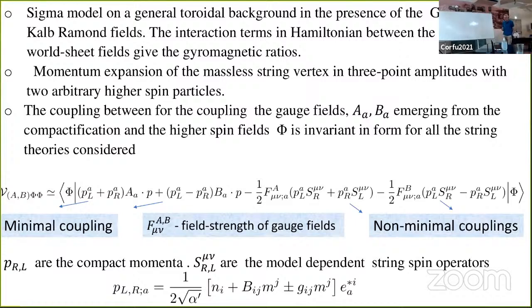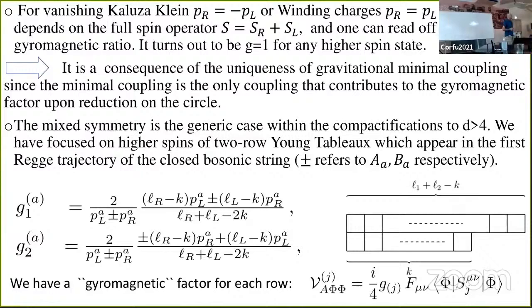These are the standard left and right momenta. So, as you can see from this expression, for states which have P right equal minus P left, or P right equal P left, therefore for spin states which are charged only with respect to one of the gauge fields, you can reconstruct the total spin operator. And for these states, by computing the ratio between the minimal and non-minimal coupling, you can get the gyromagnetic ratio. And the gyromagnetic ratio for all these states is g equal to one. So not only for the Kaluza-Klein states, but also for the winding states.